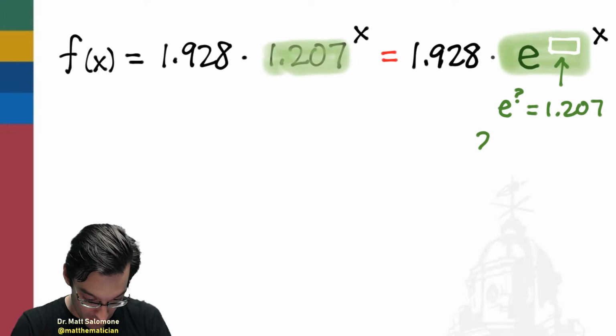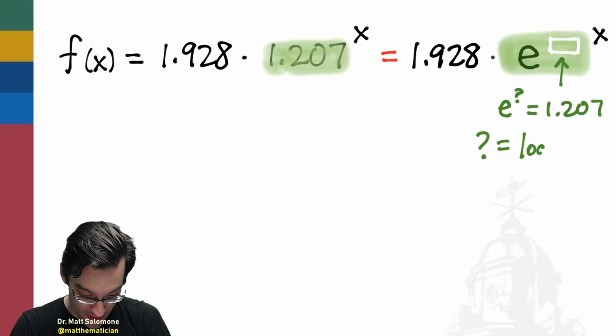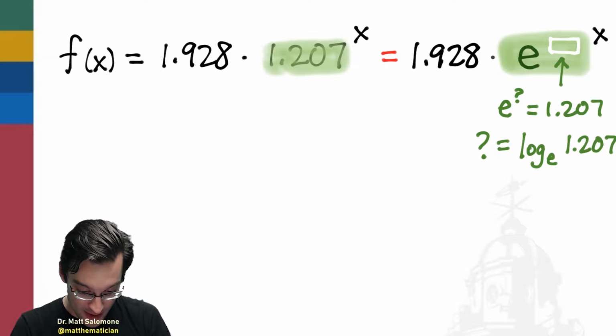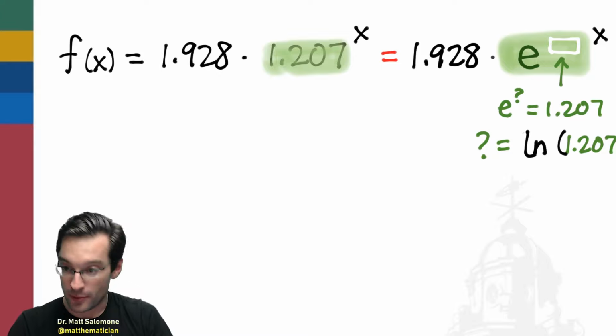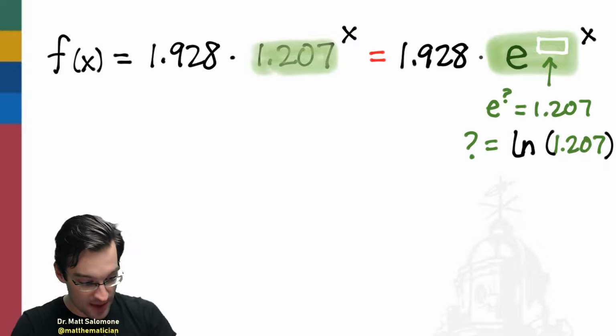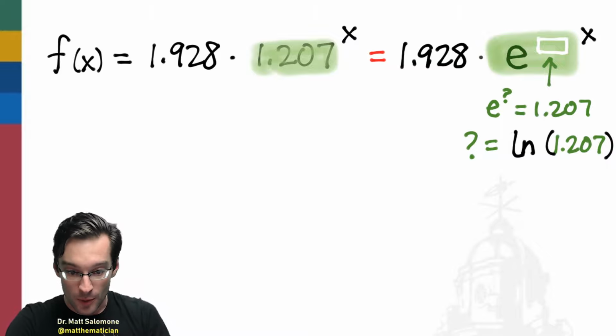So the question mark is the base e logarithm of 1.207. And base e logarithm is just another name on your calculator for the button that's called ln, the n standing for natural. The natural logarithm of 1.207. I'll evaluate that, again, using technology. It's going to be some nasty number. We'll pull out our calculator.